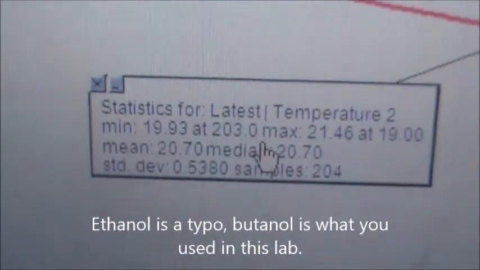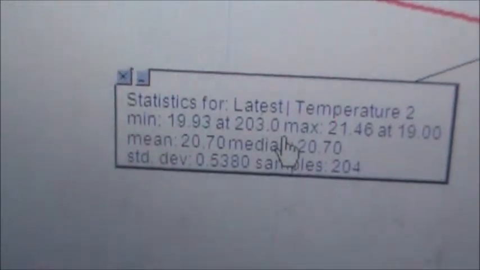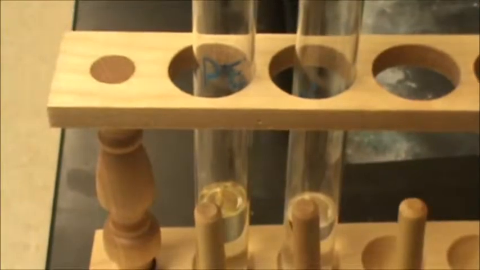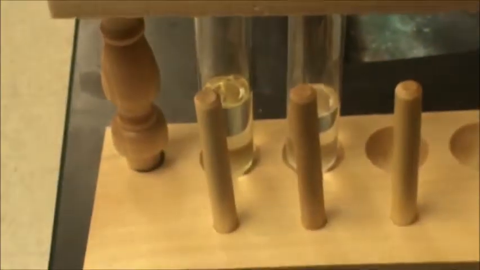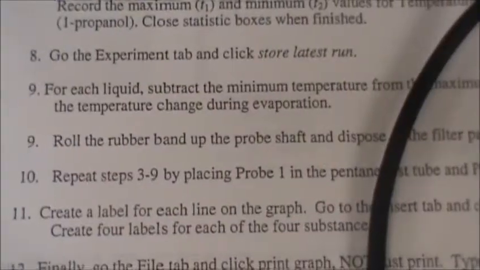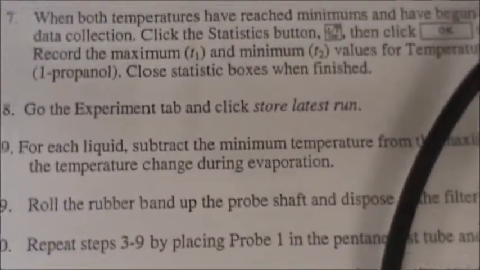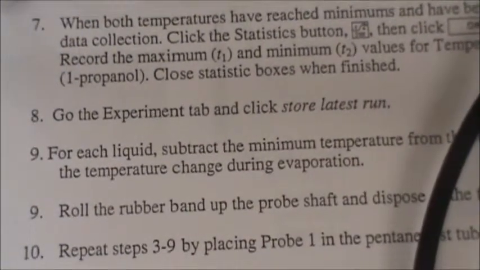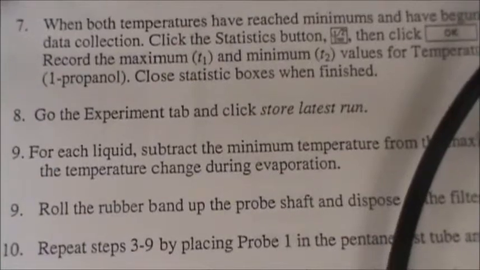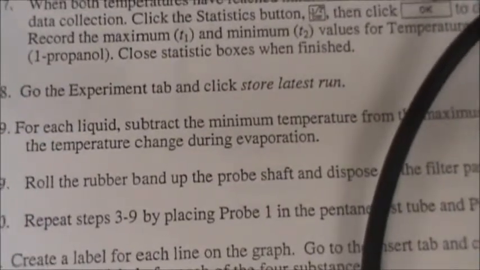Alrighty, and now we're going to start all over again and do the hexanes, which are sitting right over here. We got our pentane and our hexane sitting in these 2 test tubes. So here we go. I've skipped some steps. I already went to step number 8, went to the experiment tab, and clicked the stored latest run. The graph just makes the lines a bit thinner.